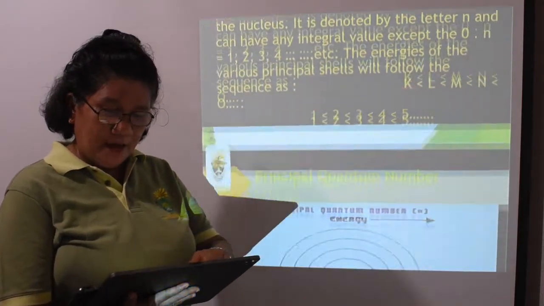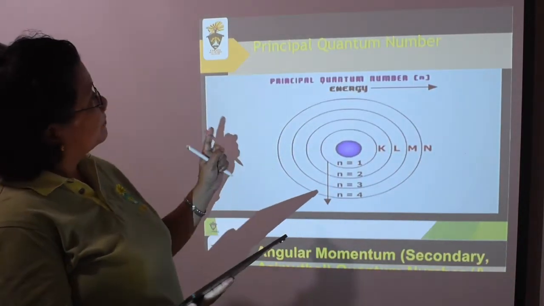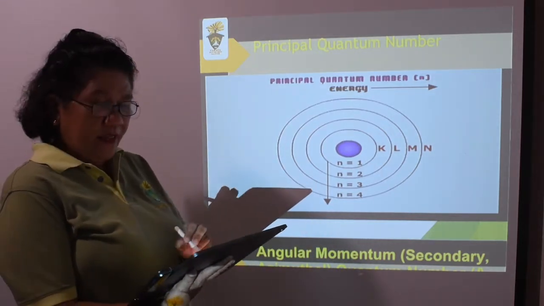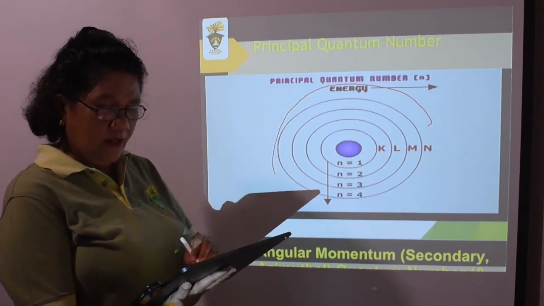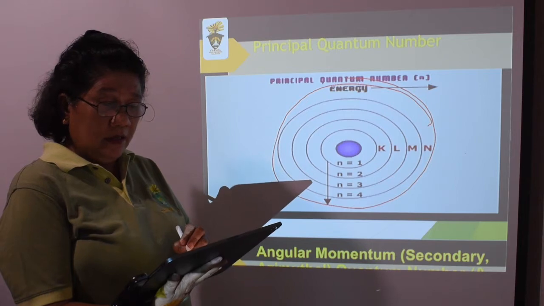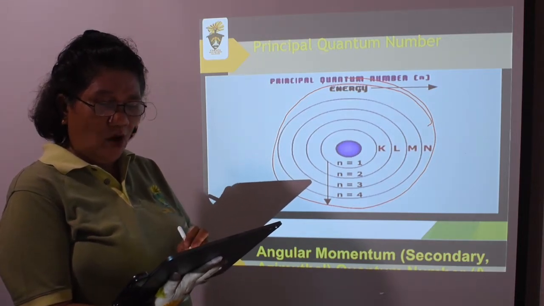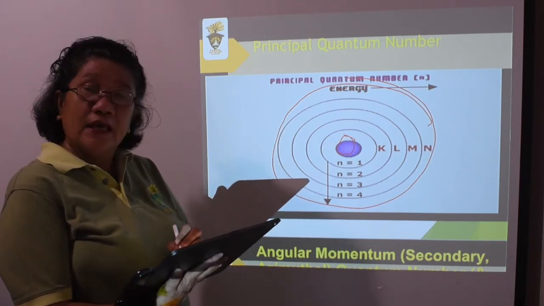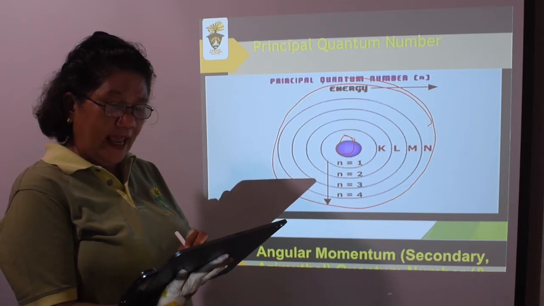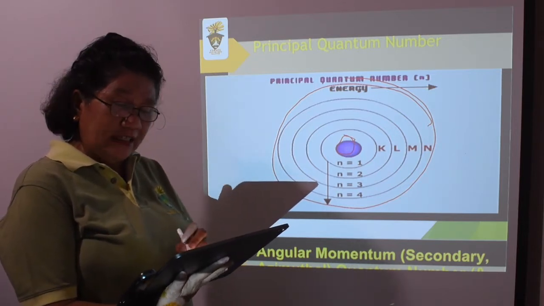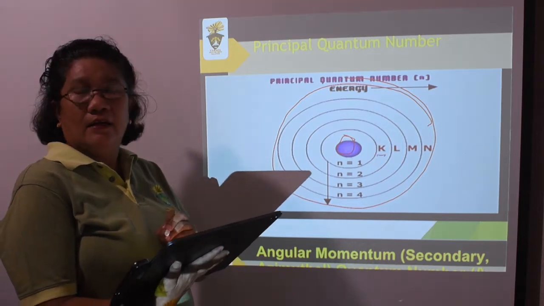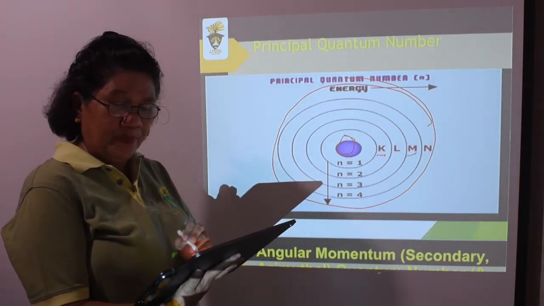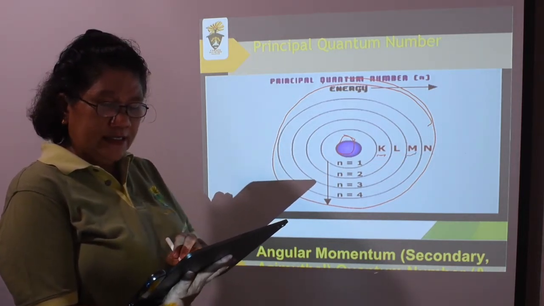So, what does this mean? If you look into this figure, this is the representation of the quantum numbers. Here is the nucleus, at the center. The first energy level is n equals 1, denoted by K. Then n equals 2 is L, n equals 3 is M, and n equals 4 is N.